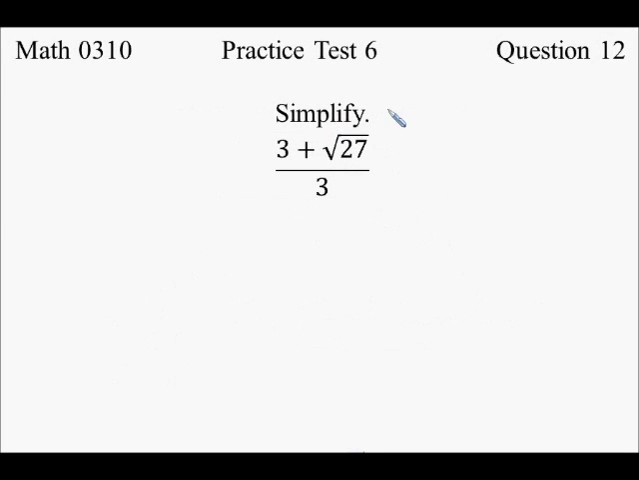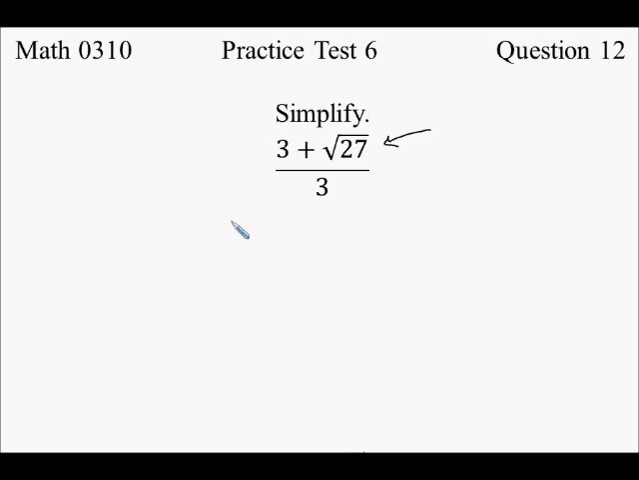Question 12 says simplify 3 plus square root 27 over 3. Well, first let's look at our radical here. We have the square root of 27, and so we want to see if we can simplify this part here. So we look at, are there any perfect squares that we know that go evenly into 27? And earlier in the test, I think we saw this one as well. So 27 is 3 times 9.